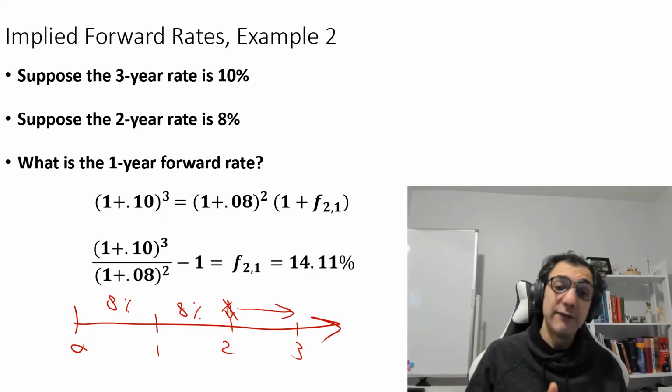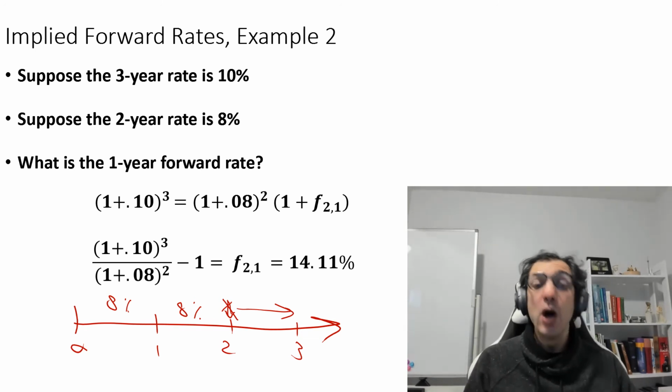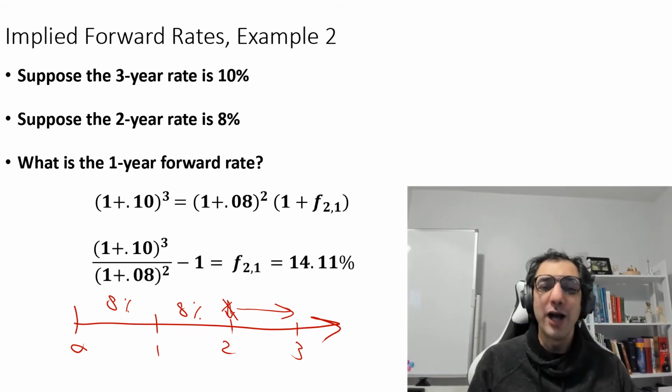So you should expect to have a forward rate of 14% 2 years from now, based on that 10% 3-year rate and 8% 2-year rate. Again, this is the normal yield curve. As you're moving forward, you expect to have a higher interest rate for the longer-period maturity.